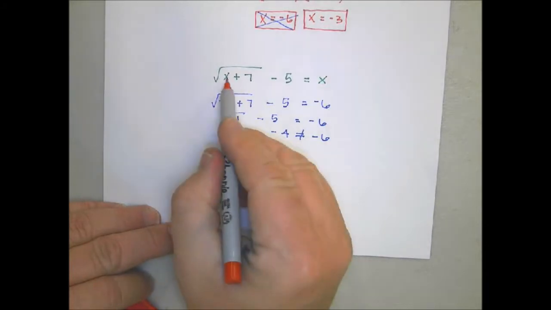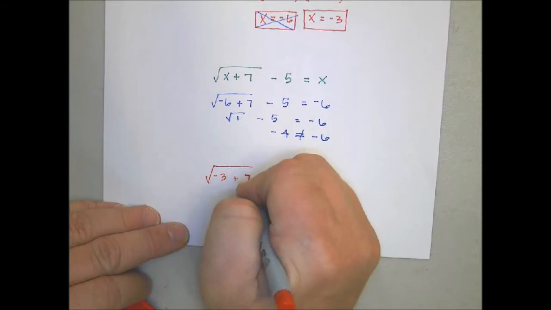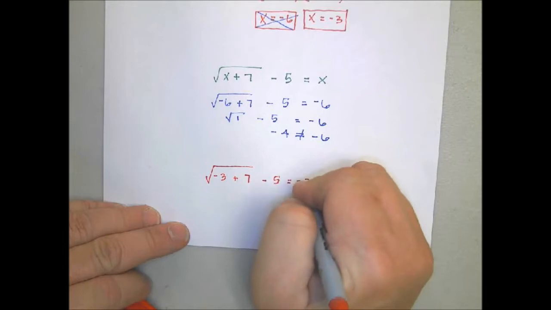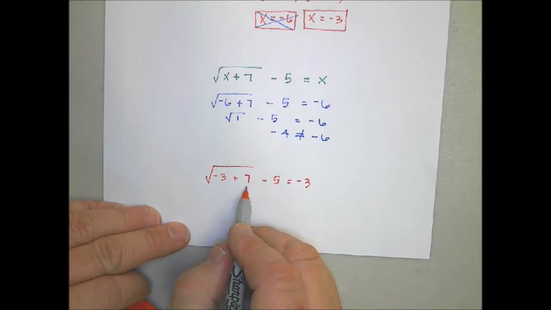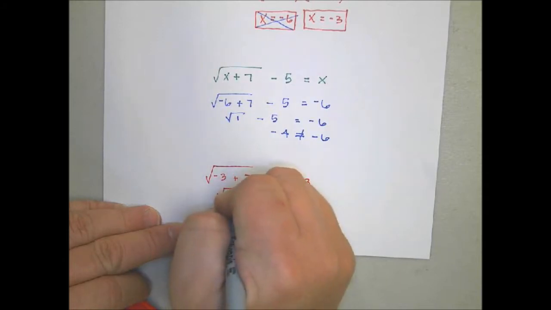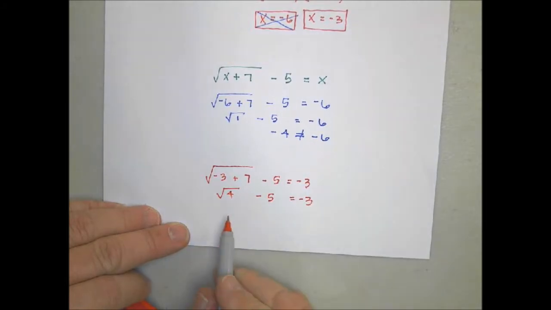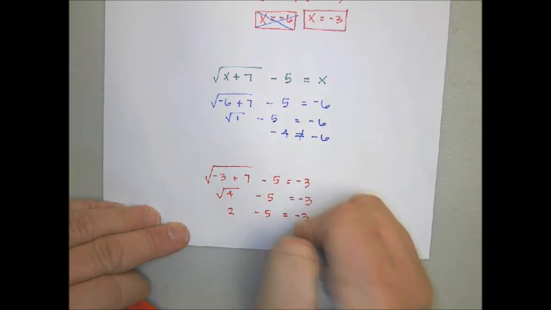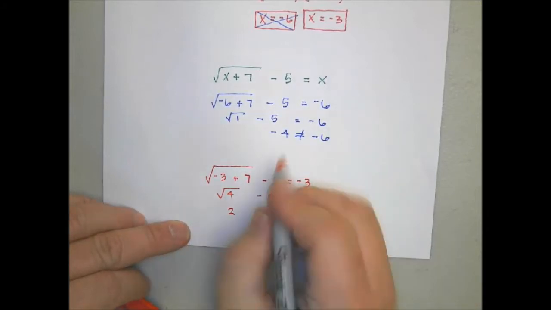Square root, I'm going to put negative 3 right here. Negative 3 plus 7 minus 5 equals negative 3. Now, negative 3 plus 7 is 4, so that would be the square root of 4 minus 5 equals negative 3. The square root of 4 is 2. 2 minus 5 equals negative 3, which is true.